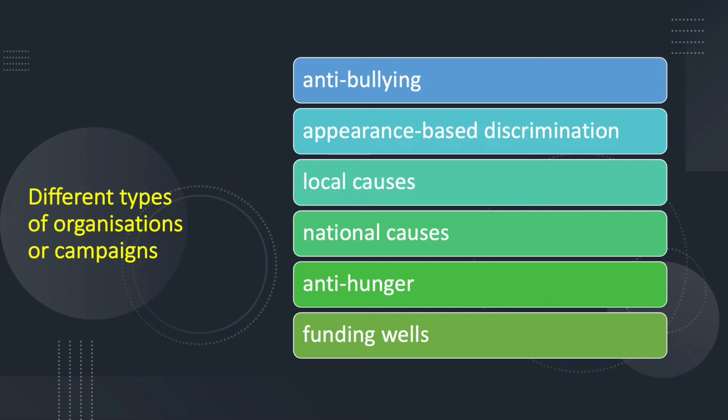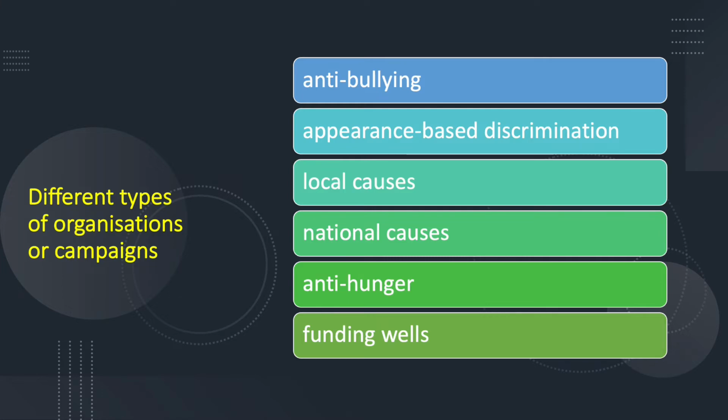This is the first part of the body. That's the first rubric: different types of organizations or campaigns. They are against bullying, hunger, appearance-based discrimination, local causes, national causes, and funding wells. So you need to talk about these factors in brief in your body paragraph 1.